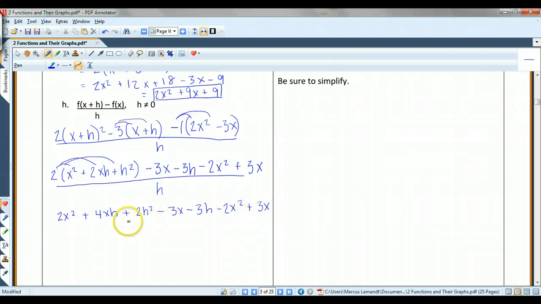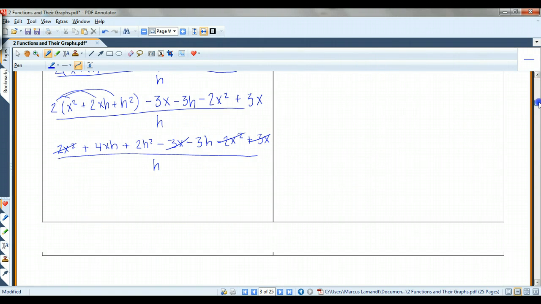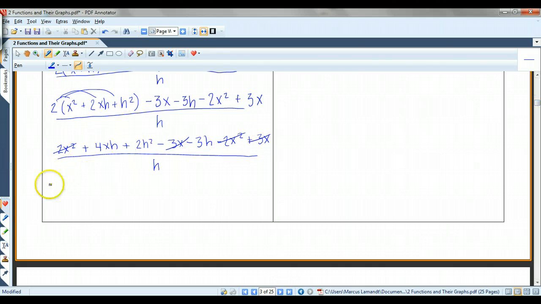Alright, let's combine like terms. 2x squared minus 2x squared, this goes away. Whoops, I forgot the over h, sorry. Negative 3x plus 3x, those go away. So I'm left with 4xh plus 2h squared minus 3h over h.